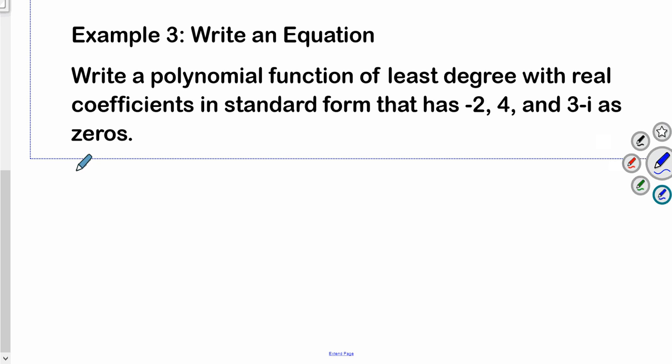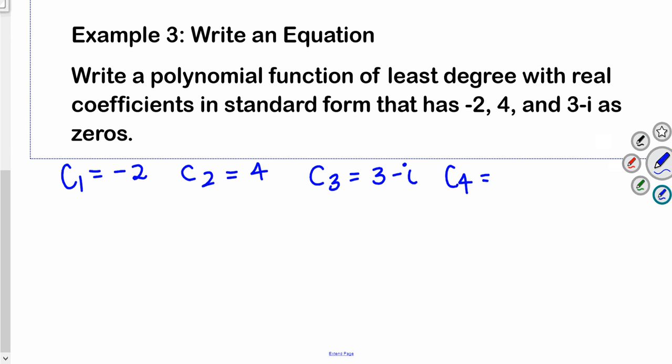zeros. So the first step you do is you list these. This is my c1, which is -2. My c2, my second zero, is 4. My c3, my third zero, is 3 minus i. Now, I have a fourth zero that's kind of hidden here.